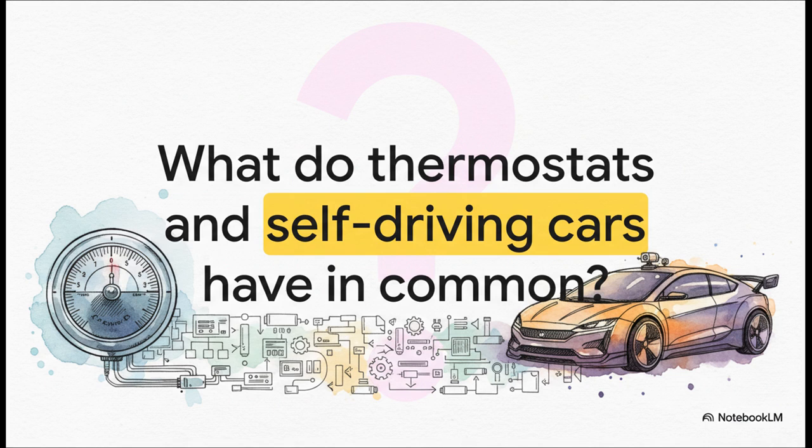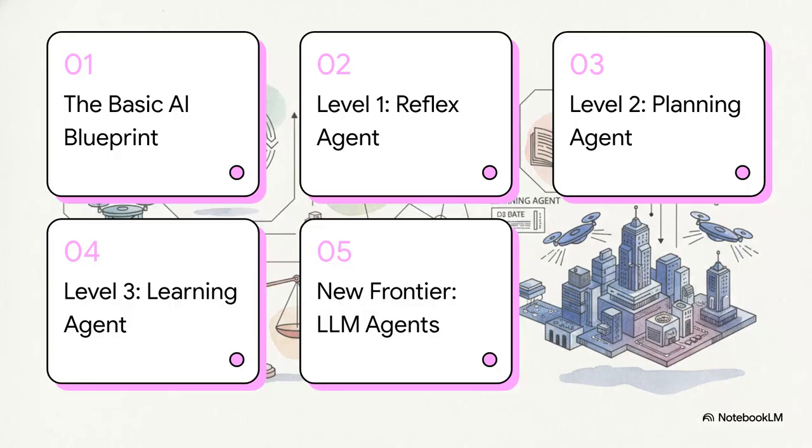So let's really think about this puzzle for a second. A thermostat and a self-driving car. I mean, on the surface, they're just worlds apart, right? One is this tiny, simple switch on your wall. The other is a mind-bending piece of modern engineering. But at their absolute core, they actually share the exact same fundamental design. And the big secret is this. They are both what we call intelligent agents.